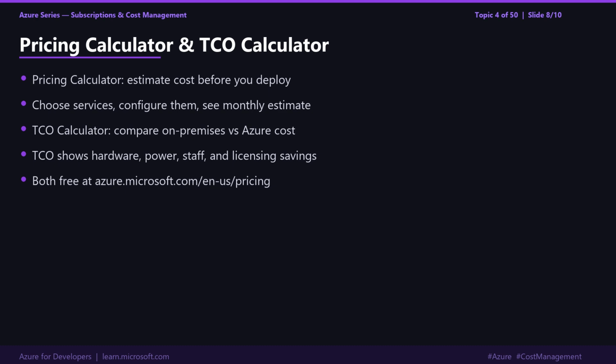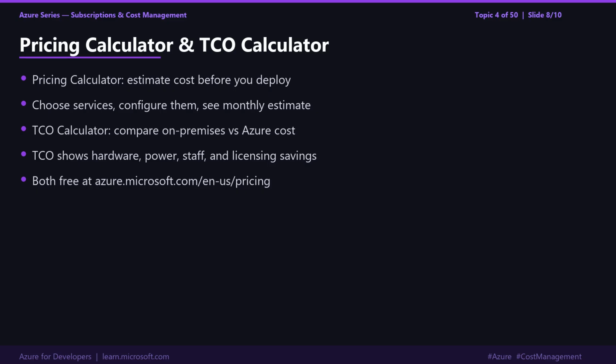The total cost of ownership calculator is different. It is designed to answer the question, what am I actually saving by moving from on-premises to Azure? You input your current on-premises environment, number of servers, storage capacity, network equipment, and it calculates the full cost including hardware, electricity, cooling, data center floor space, IT labor, and software licensing. Then it shows you the equivalent Azure cost. The difference is your potential saving. For developers proposing cloud migrations to business stakeholders, this calculator is a powerful tool.